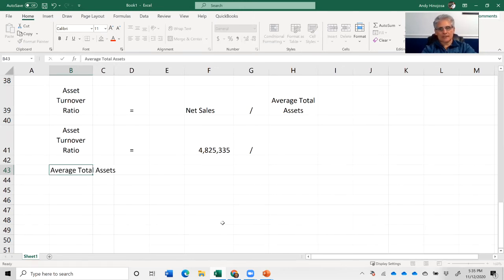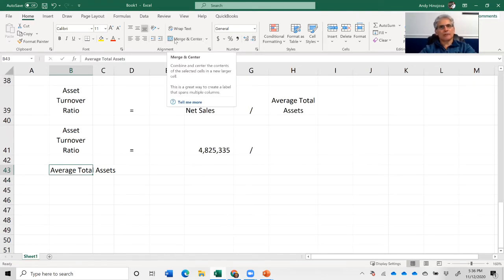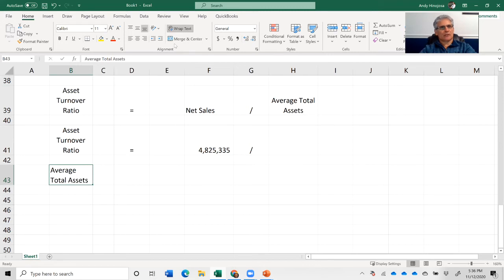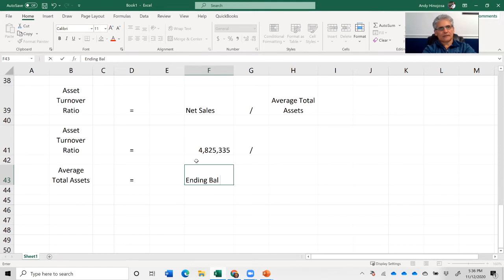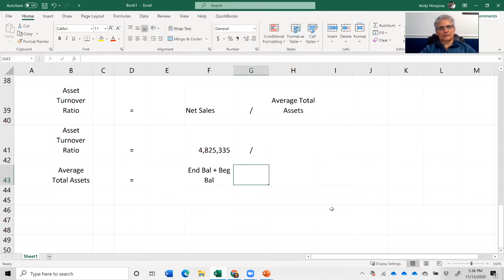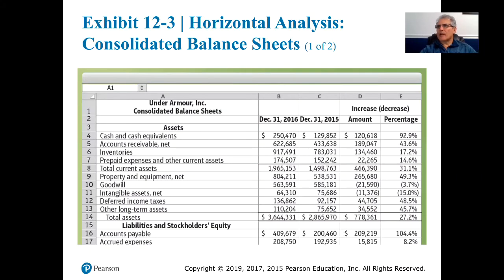And we've done something similar to this before. When we computed average inventory, we computed average receivables. And we will do it in the same way. The average total assets is equal to the ending balance plus the beginning balance. And that's going to be divided by 2.